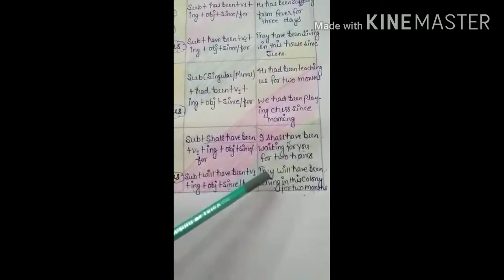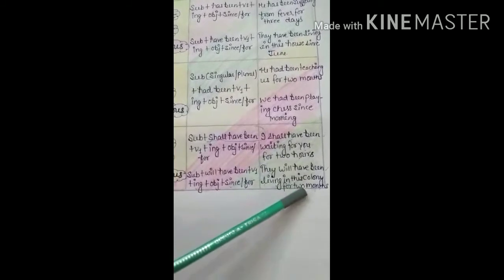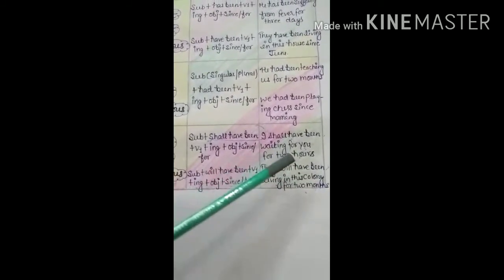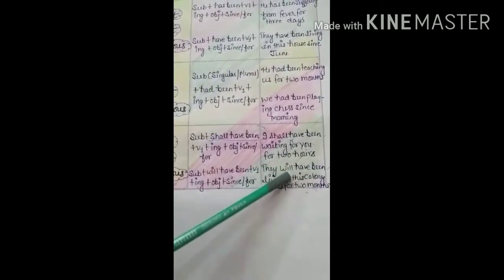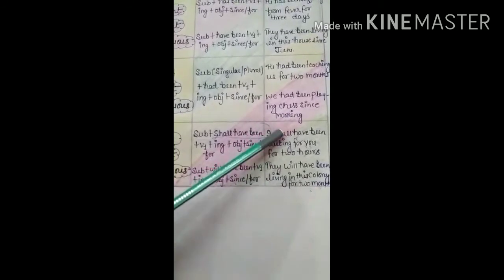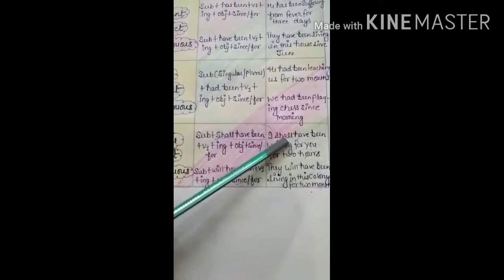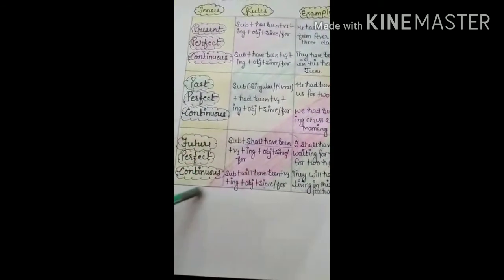They will have been living in this colony for 2 months. They, the subject, will have been living, V1 plus ing, in this colony for 2 months. Here you can say that the action is to be started in future and will continue in future. So students, this is all about future perfect continuous tense.